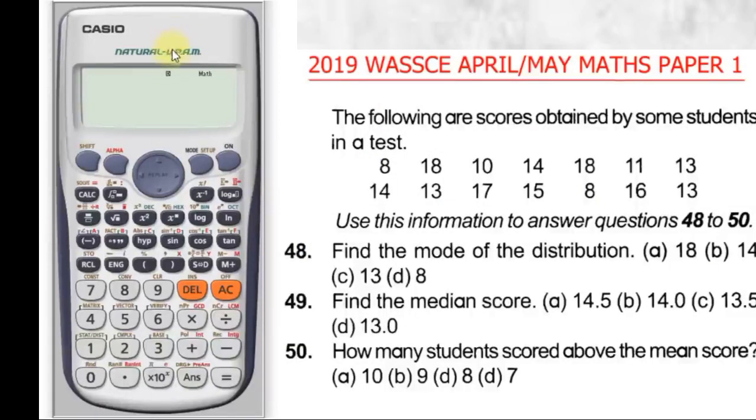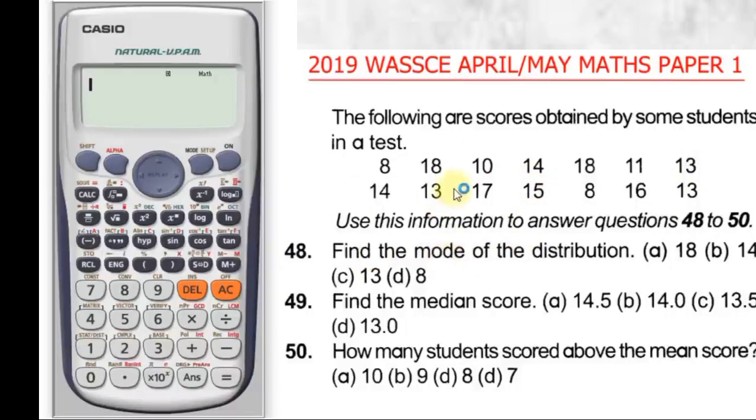So these are the last set of questions from the objective paper of 2019 WAEC April-May mathematics exam, and we are to find the mode of the distribution, the median score, and the number of students that scored above the mean score in this set of values, which are the scores obtained by some students in a test that we are given. Alright, so first, to find the mode, we really don't need the calculator for that.